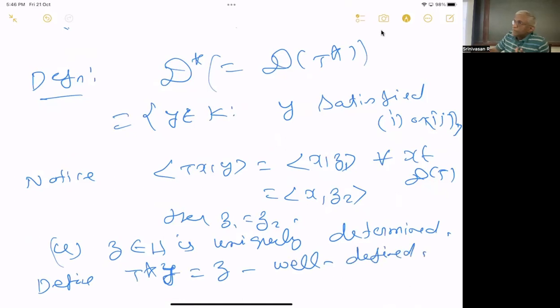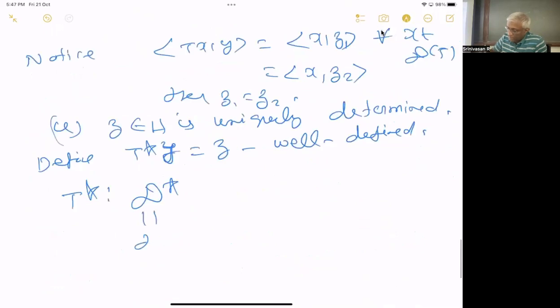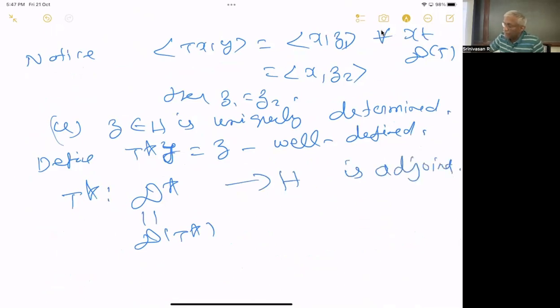Right? The z is uniquely determined. So T star y equal to z is well defined. So you have Y, which is all such collection. So we have an unbounded operator T star from D star, which you call D of T star, to H, which is the adjoint, a well-defined operator. It's called the adjoint of T.